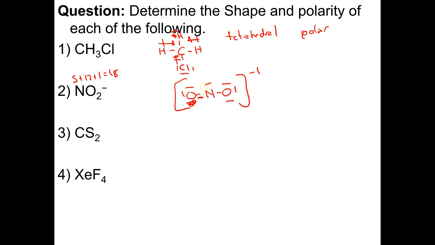So what would this be? Polar. It is resonance, but it's got a lone pair off the middle. That makes it polar automatically. As far as shape is concerned, this is another subcategory we haven't talked about. When you have 2 bonded plus 1 lone pair, you actually have what's called a bent structure again. So this is actually bent.